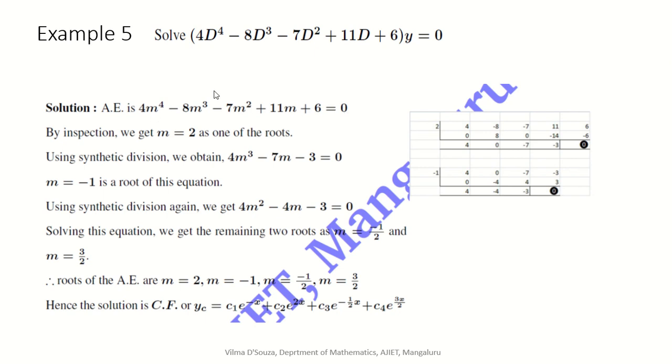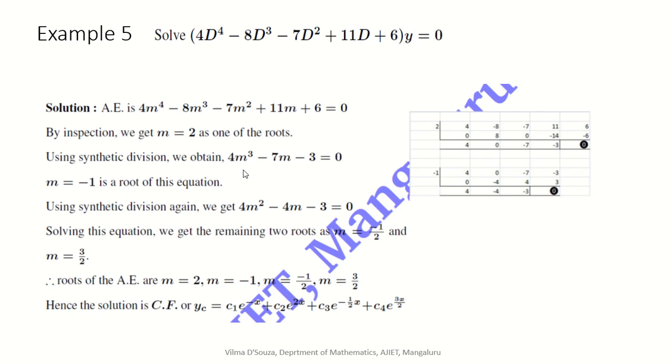Right? So that is satisfied. When you put m equal to 2, the left hand side also becomes 0. So the equation is satisfied. So m equal to 2 is one of the roots. So using synthetic division, you will get 4m cube minus 7m minus 3 equal to 0.